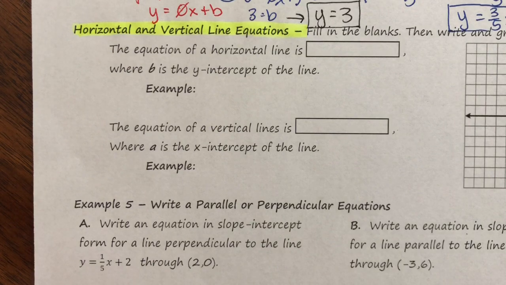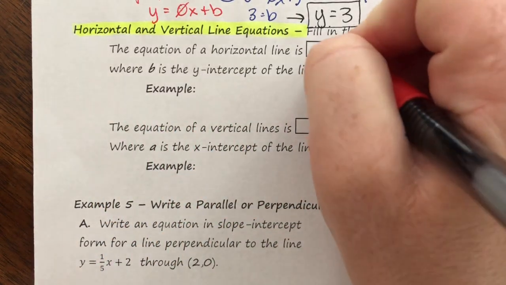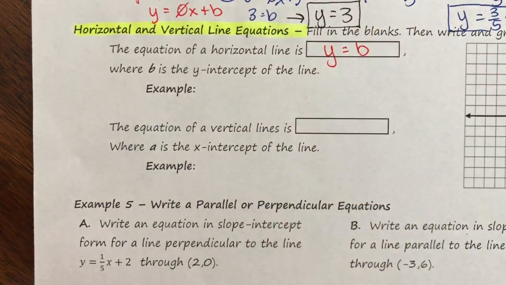All right, horizontal and vertical line equations. Fill in the blanks, then write a graph and example, then graph an example. The equation of a horizontal line is y equals b, where b is the y-intercept of the line.